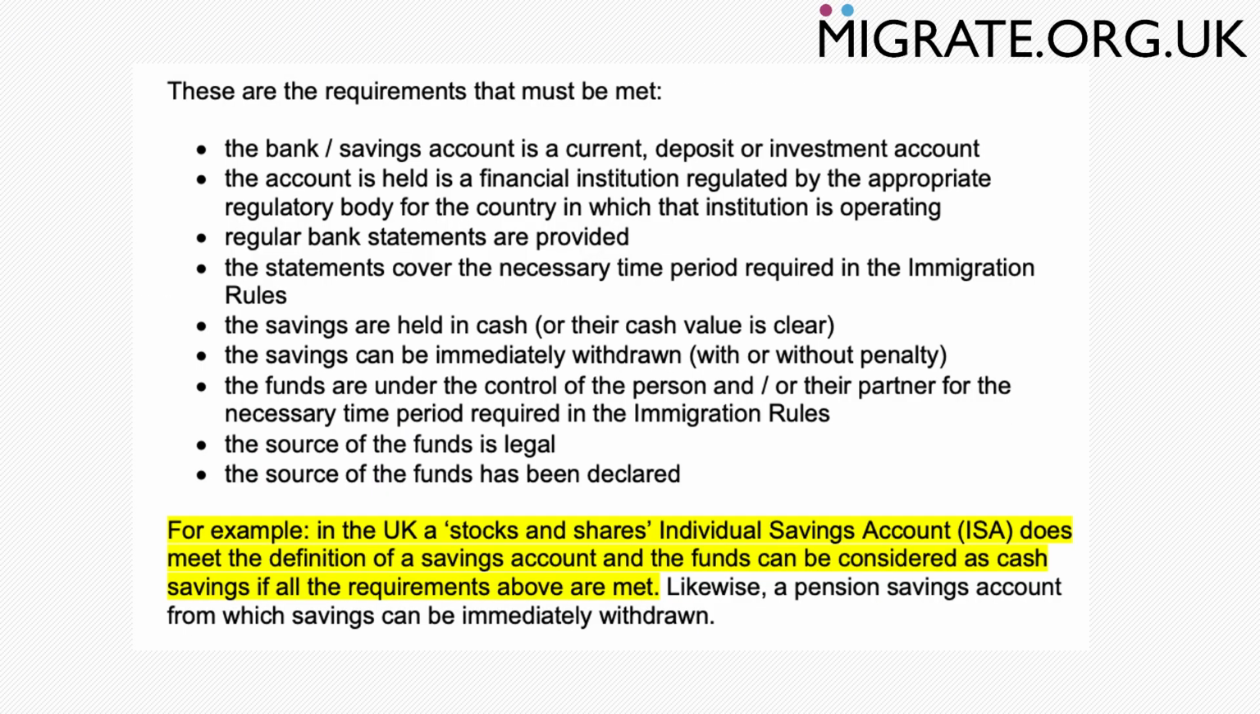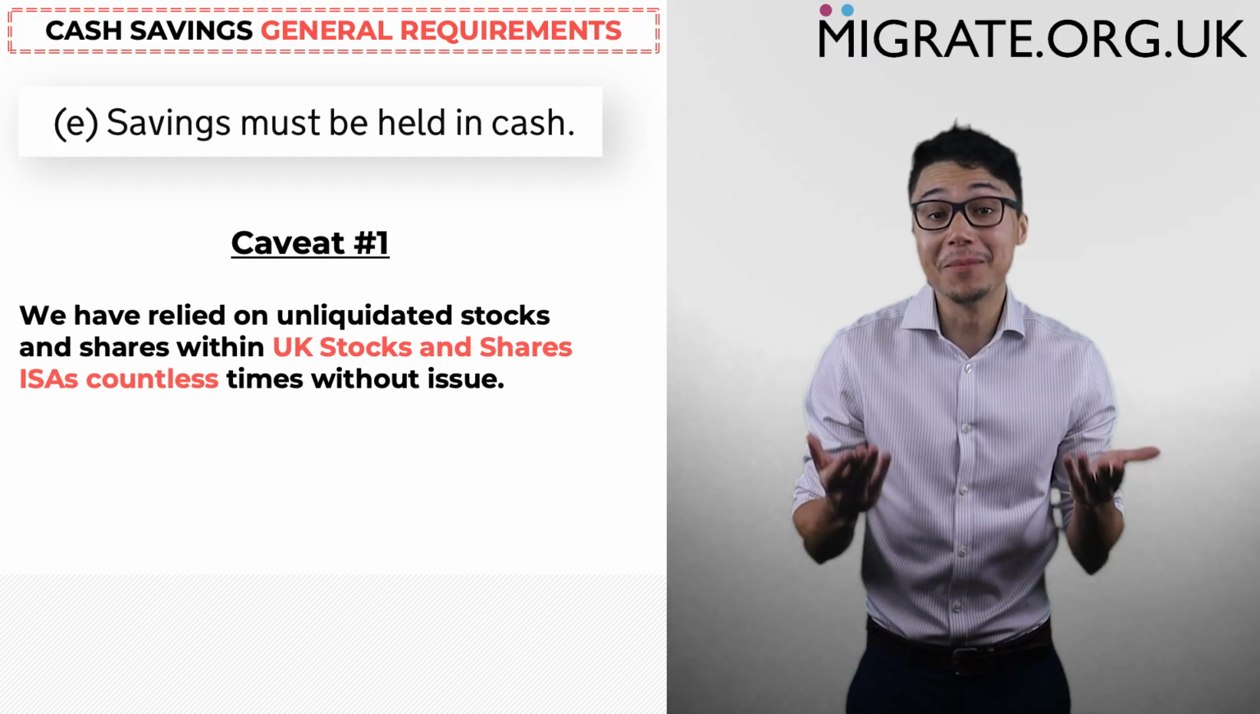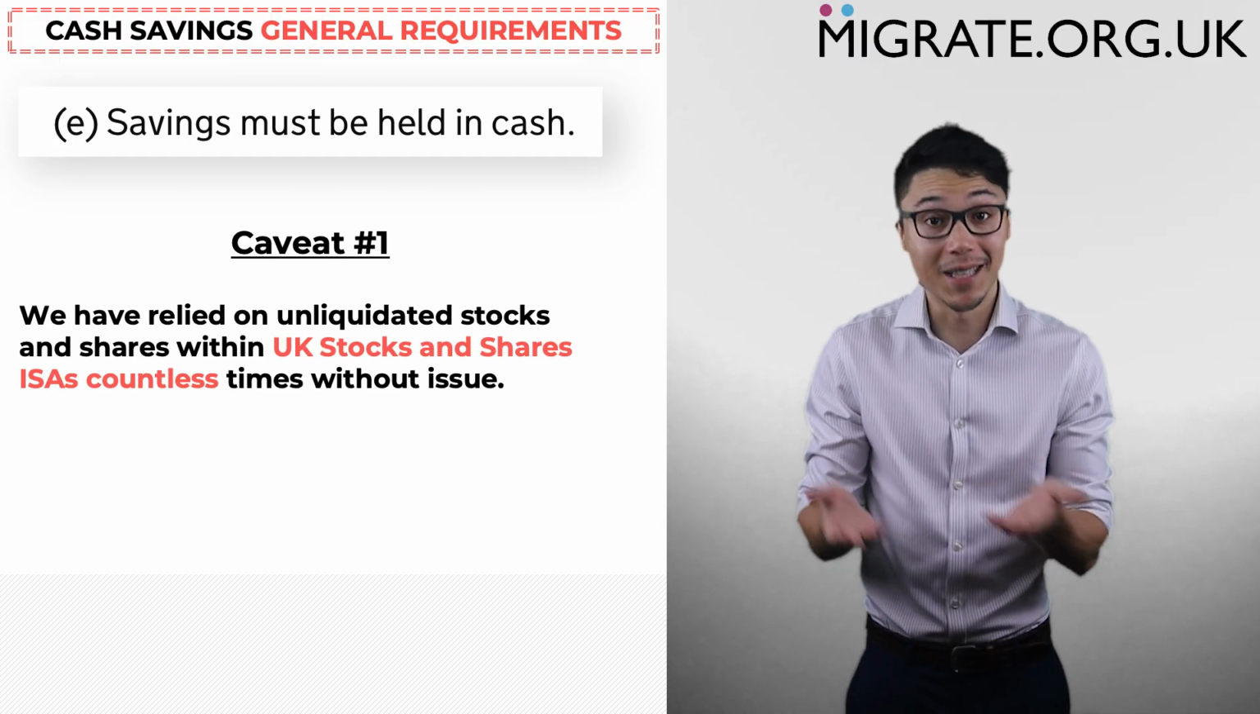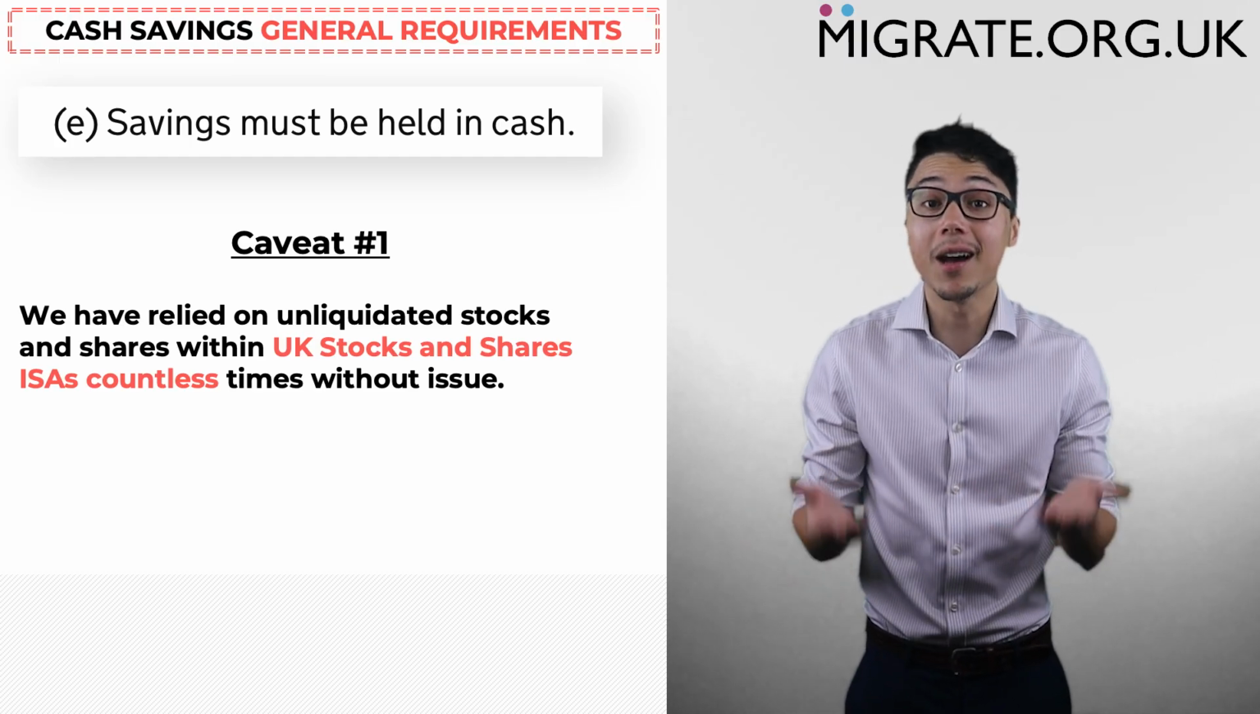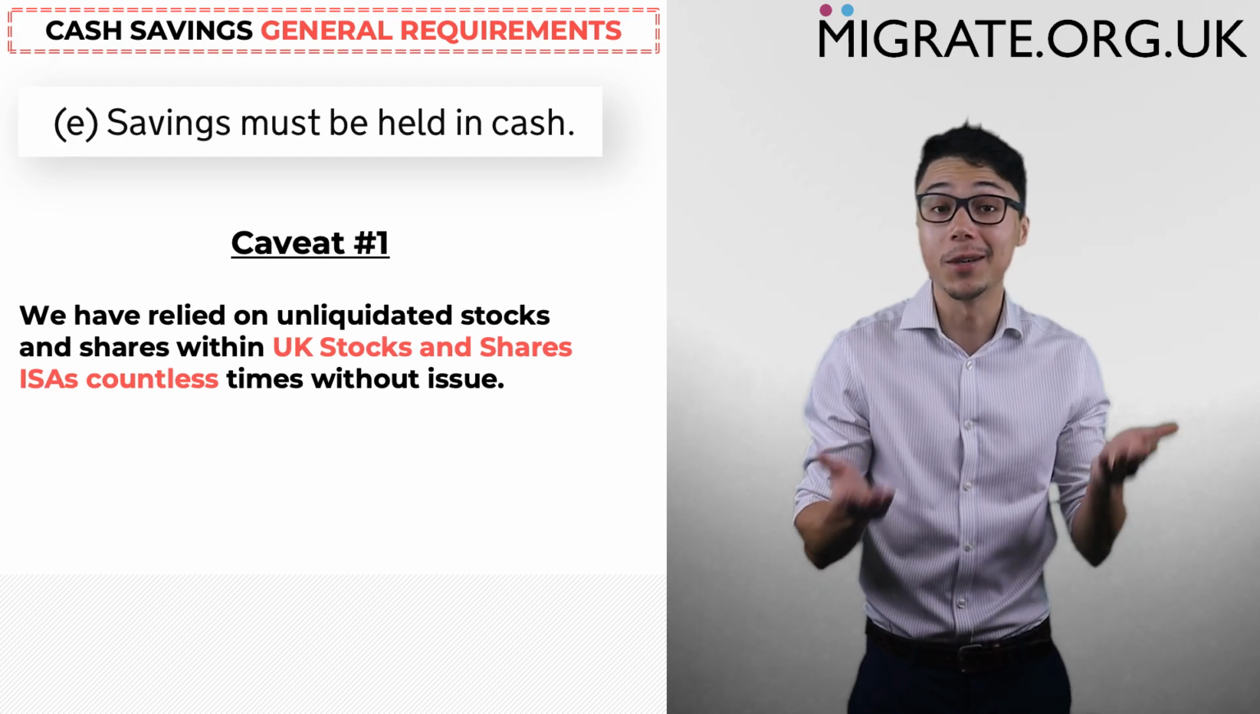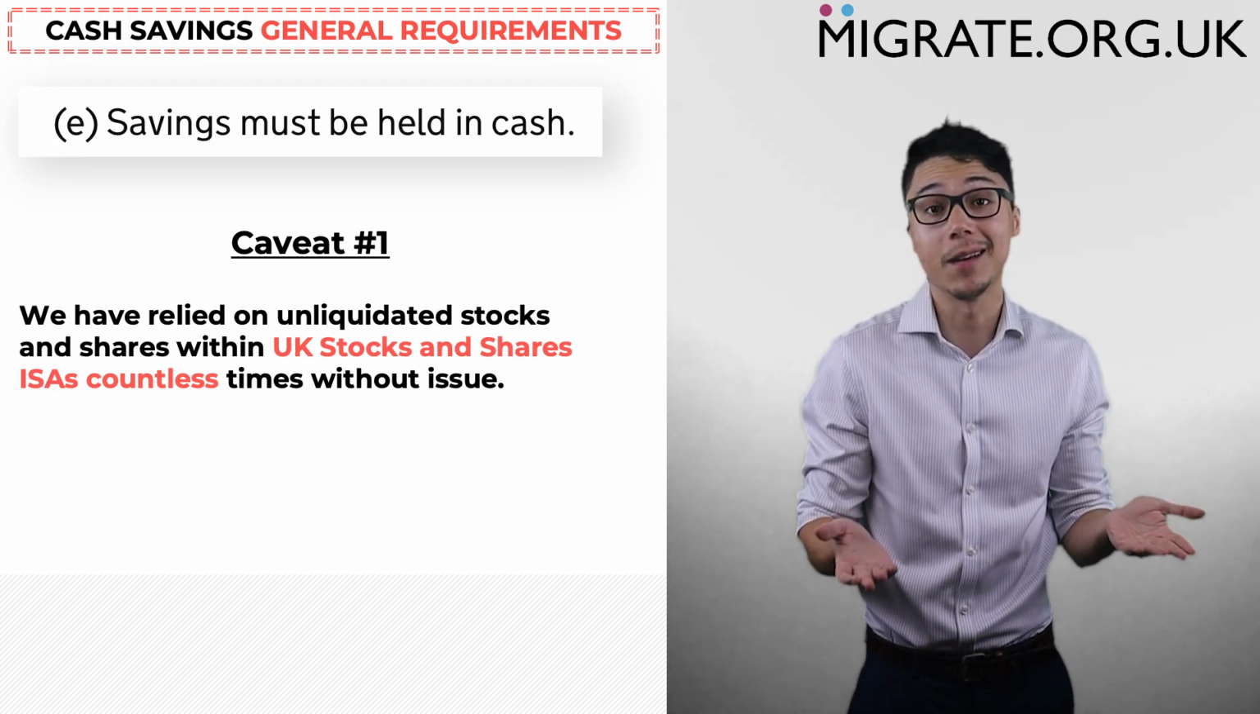Despite not being catered for in the immigration rules, the Home Office guidance states that in the UK, a stocks and shares individual savings account does meet the definition of a savings account, and the funds can be considered as cash savings if all of the requirements here are met. Whilst it's arguably not compliant with the immigration rules, which state that savings must be in cash, we've relied on unliquidated stocks and shares within UK stocks and shares ISAs countless times without issue.